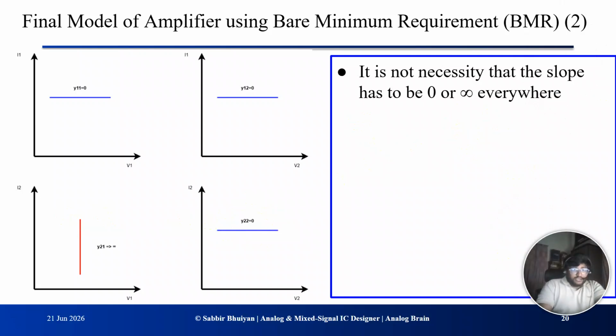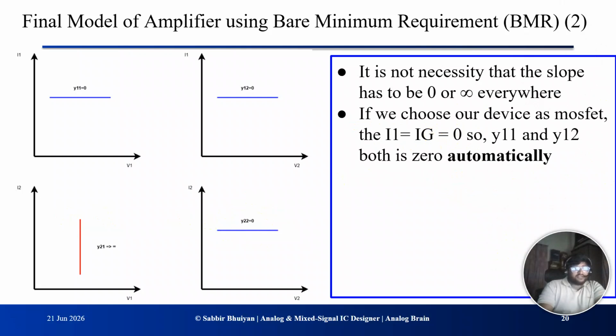Now, let's choose our device as a MOSFET. Here's the beautiful part: for an ideal MOSFET, the gate current is 0. So I1 is equal to Ig is equal to 0. Since I1 is identically 0 regardless of V1 or V2, both of its partial derivatives vanish automatically. Y11 and Y12 come for free, just from the device physics of an insulated gate. No biasing trick required, it's built in.